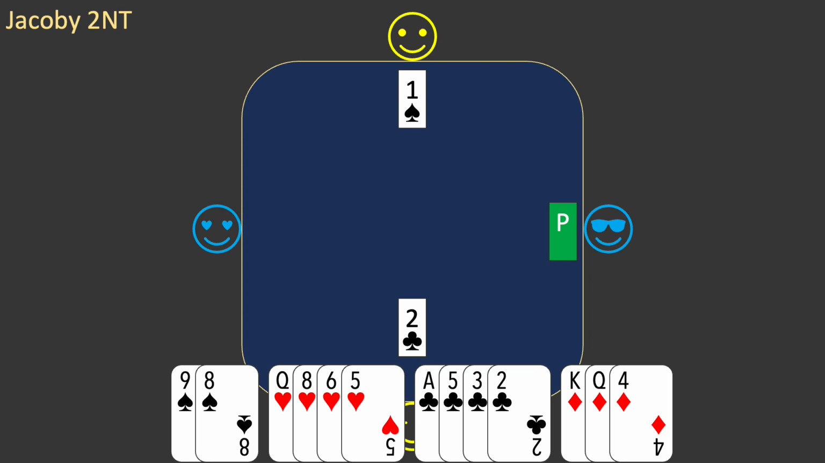The important point here is that if your 2NT bid could be interpreted as a Jacoby 2NT, then partner will interpret it as such. You lose the ability to make a natural 2NT bid in this situation.